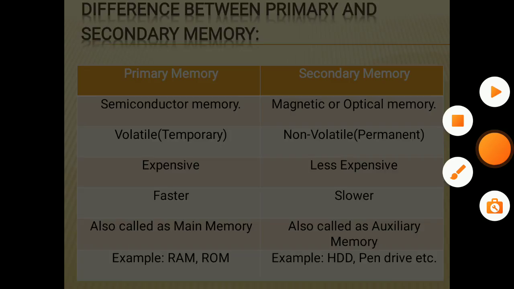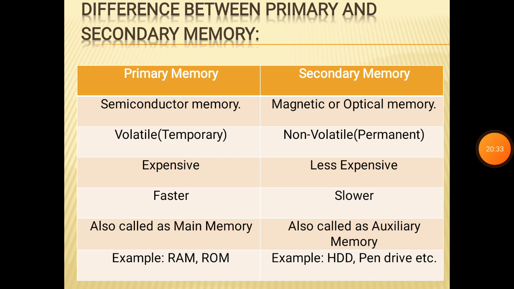Now the next point relates to the price. Your primary memory is more expensive and your secondary memory is less expensive. Relating to the speed, primary memory speed is very fast and your secondary memory speed is very slow. Your primary memory is also called main memory, whereas your secondary memory is called auxiliary memory.